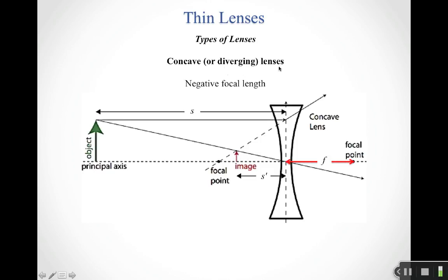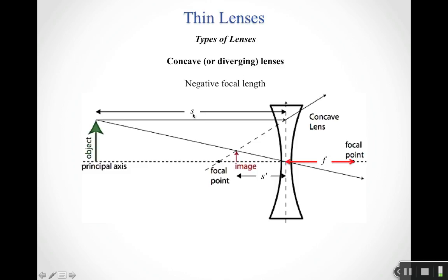Again, because this is a concave lens, a diverging lens, the type of lens tells me what sign I need to use with the focal length. And for concave lenses, we have a negative focal length. So there's still the focal length. It's still the distance from the lens to the focal point. We're simply going to give it a negative sign with our concave lenses.